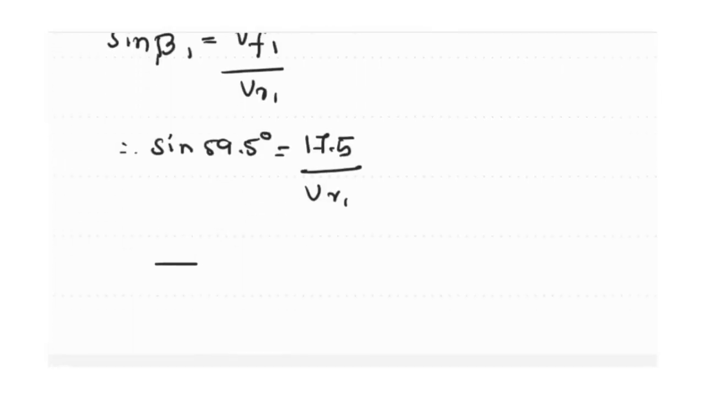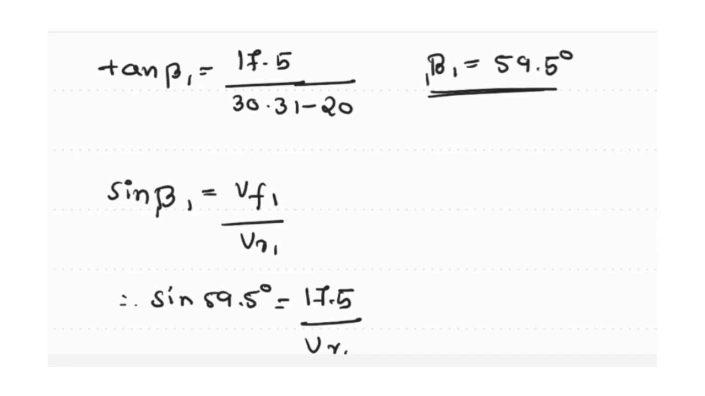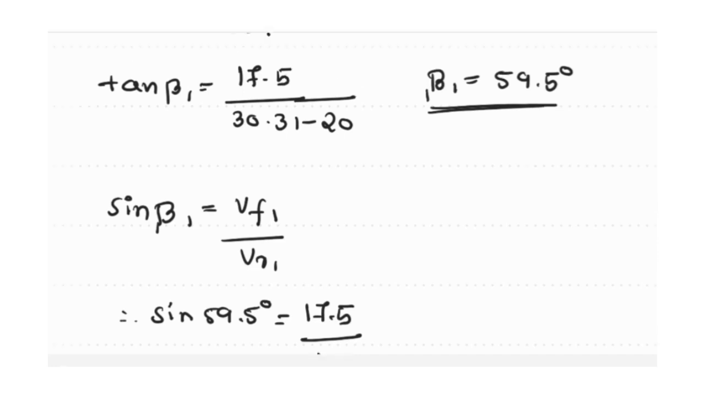So we will calculate the value of VR1. That is VR1 is equal to 20.3 meter per second. In the question they have given that the plate is smooth and there is no shock. So that gives a hint that VR1 is equal to VR2. So with this all the inlet velocity triangle components we have calculated.